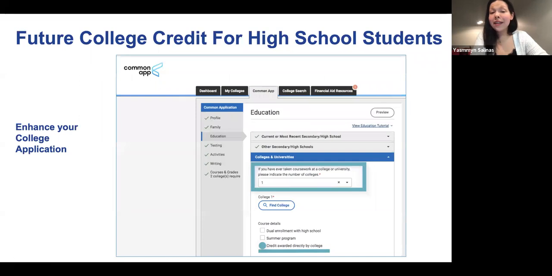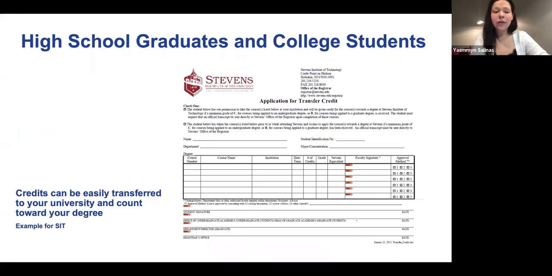So again, when you're applying to college, you're going to use a system called the Common App. And there's a section where you can put things like this, where you can say that you've taken college classes before, and this is going to enhance your application, making you look like a more serious and more prepared candidate. You can also, these credits can be easily transferred to your university wherever you end up after high school and counted toward your degree. It's going to help you go into your program and be able to take more advanced statistics classes or other classes in your field.